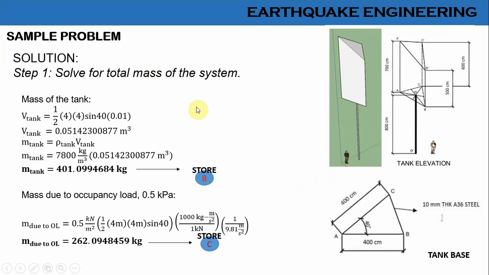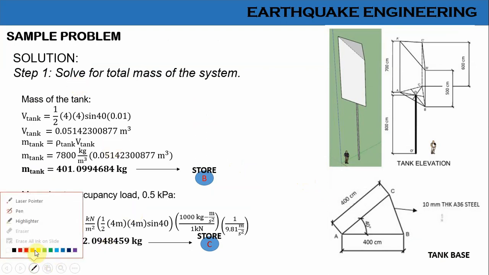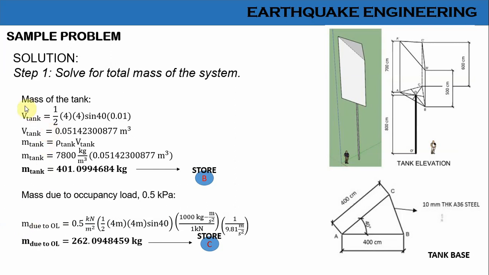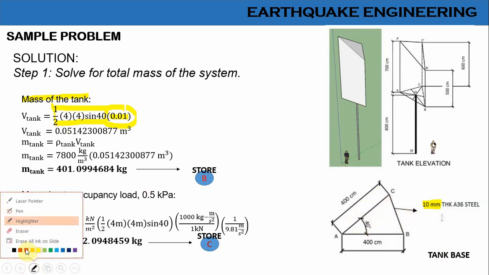Okay, next we need to solve for the mass of the tank. It's just 1/2 times 4 times 4 sin 40 times 0.01. Where does the 0.01 come from? Again, this is your 10 mm. Converting 10 mm to meter, we have 0.01. So it is 1/2 base times height sin 40. This is just the area, times the height, which is 0.01 because this is the thickness.